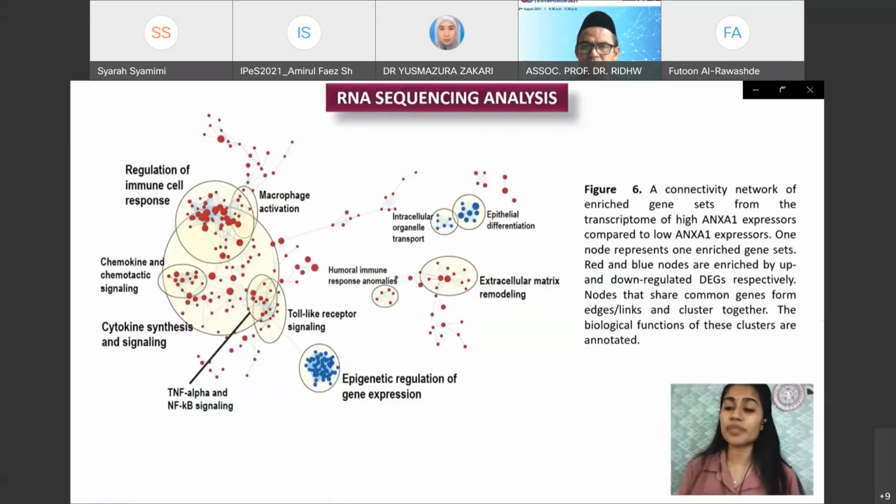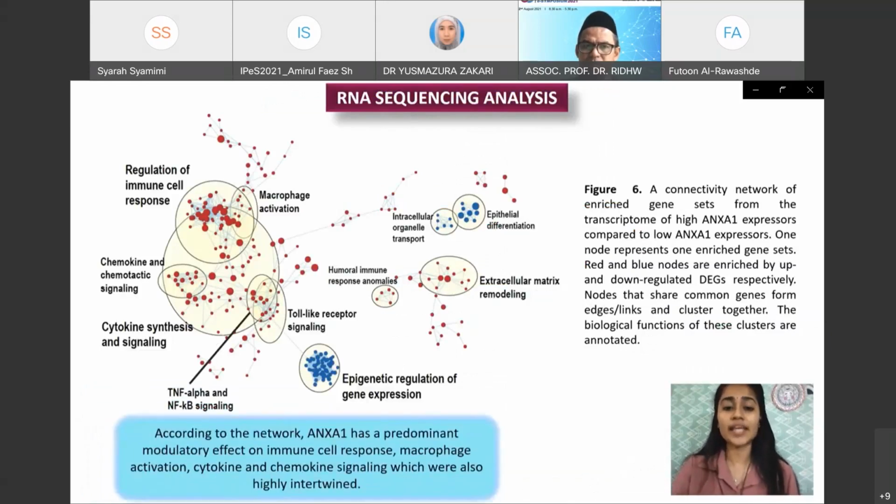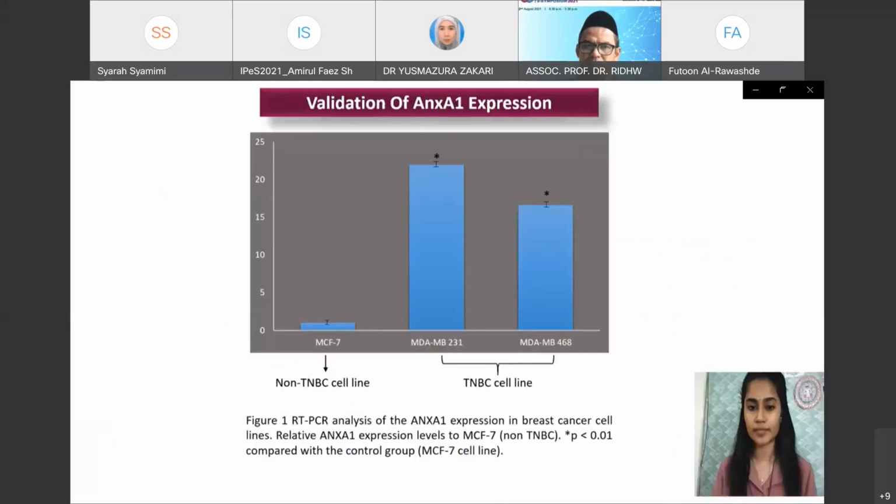To unveil the relationship between different enriched functions from annexin A1 associated genes, we used the output from gene set enrichment analysis to construct a connectivity network. Again, the red dot indicates upregulation and the blue dot indicates downregulation of the DEGs. According to the network constructed, annexin A1 has a predominant modulatory effect on immune cell response; cytokine and chemokine activation and also macrophage activation were highly intertwined. Importantly, this network provides novel insights on the role of triple-negative breast cancer annexin A1 in macrophage activation and also toll-like receptor signaling, which has not been reported so far.